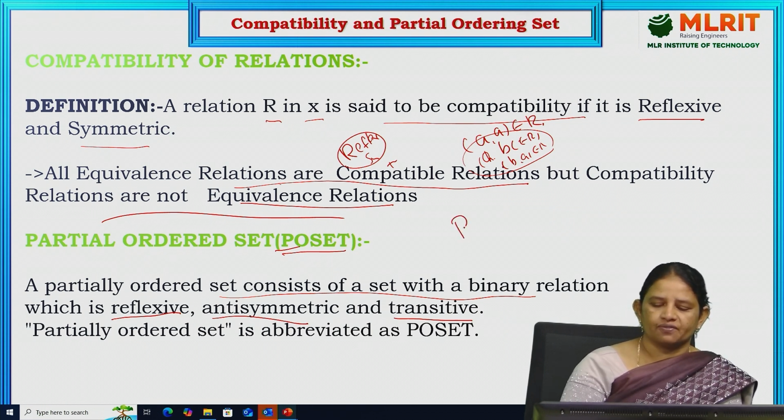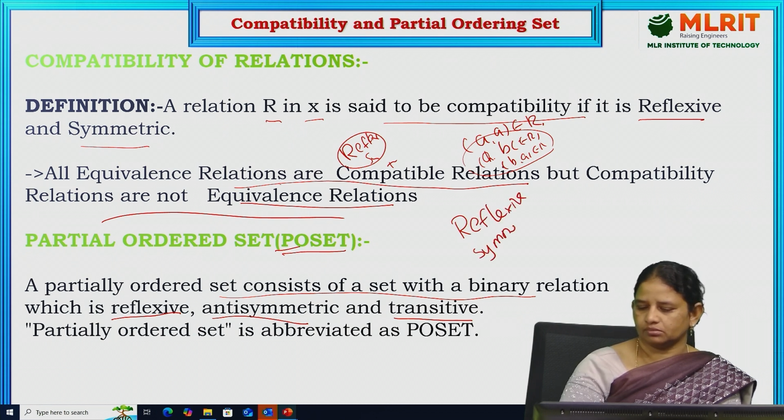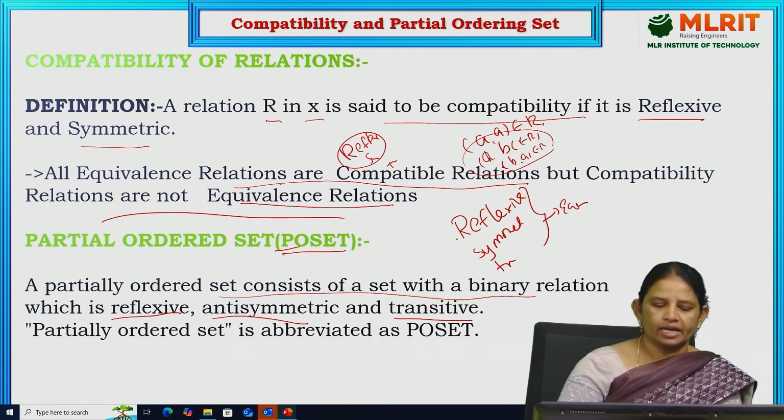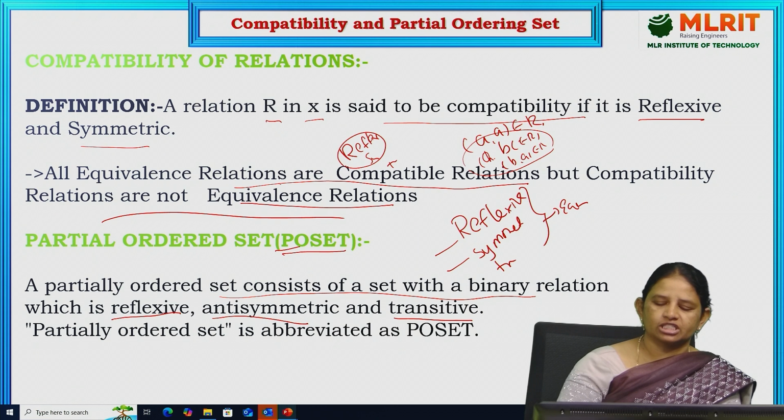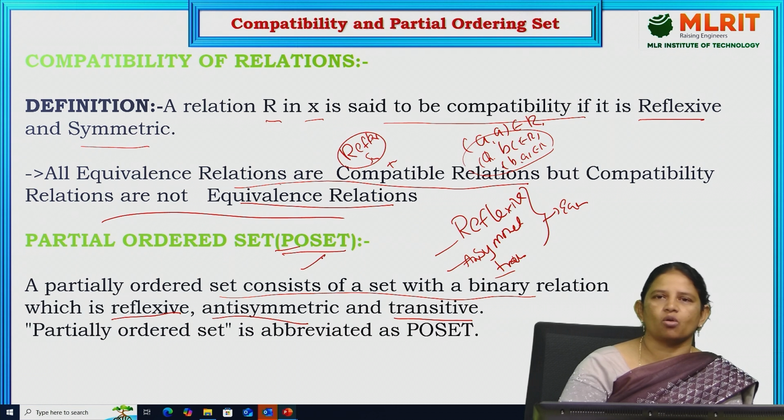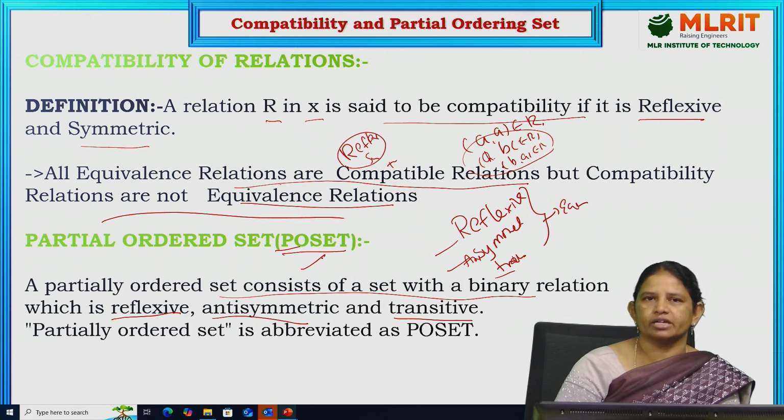Suppose it is reflexive, symmetric and transitive, we call it an equivalence relation. If only reflexive and symmetric, it is a compatibility relation. If reflexive, antisymmetric and transitive, these three properties are present, we call it a poset, or a partially ordered set.